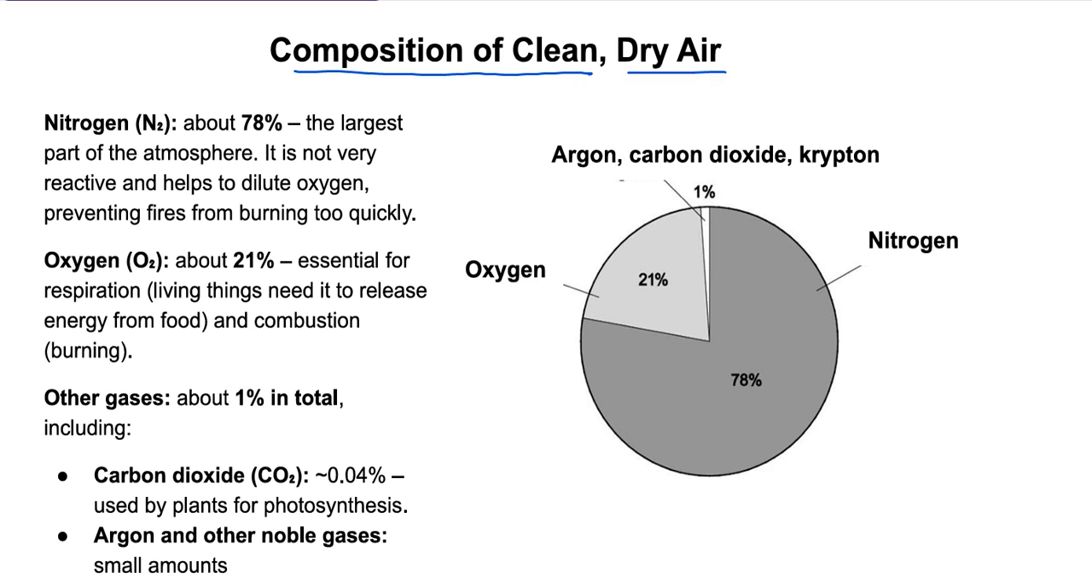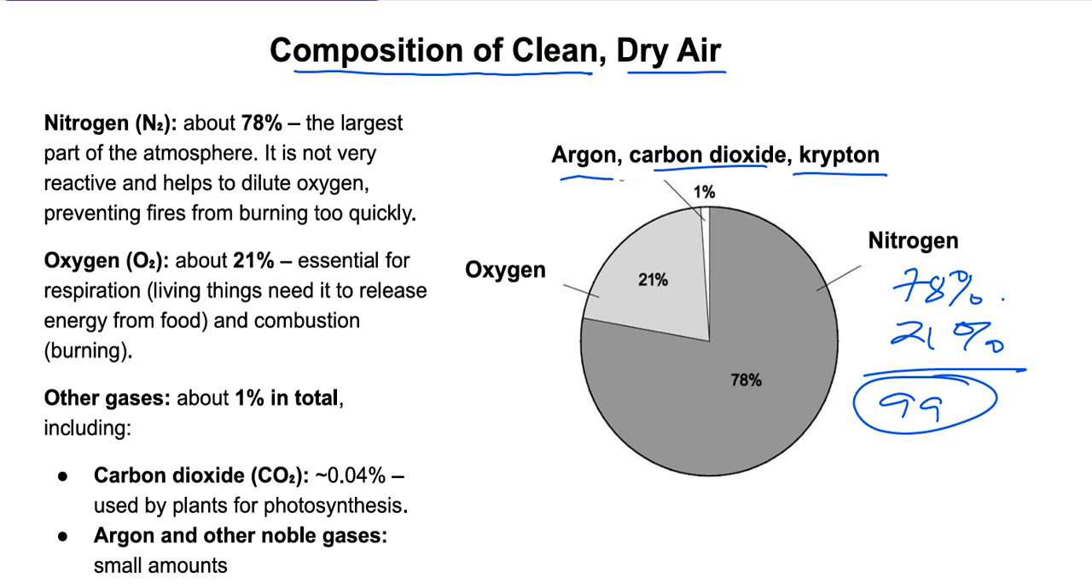Now, composition of clean, dry air. What is the composition of clean, dry air? First, this is the whole composition of air. So nitrogen makes up 78%. Oxygen makes up 21%. So 78 plus 21 will give you 99%. So the other 1% is made up of other gases like argon, carbon dioxide, or krypton. That's all. So about 78% nitrogen, which is the largest in the atmosphere. And it is very important because it reduces the combustion or the reactivity of oxygen.